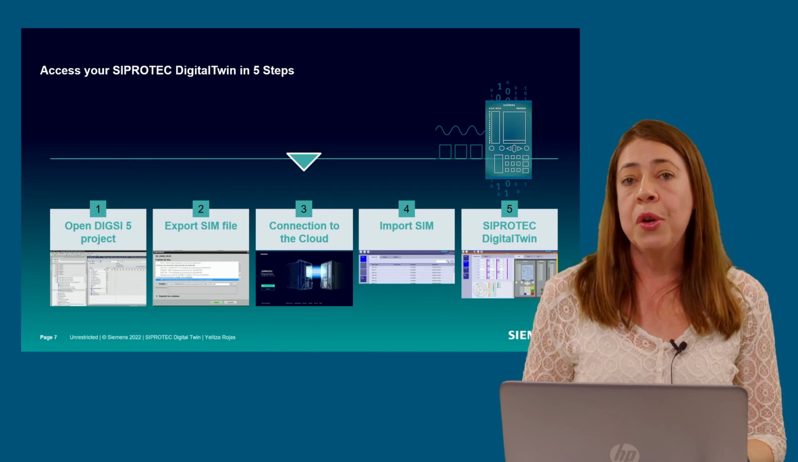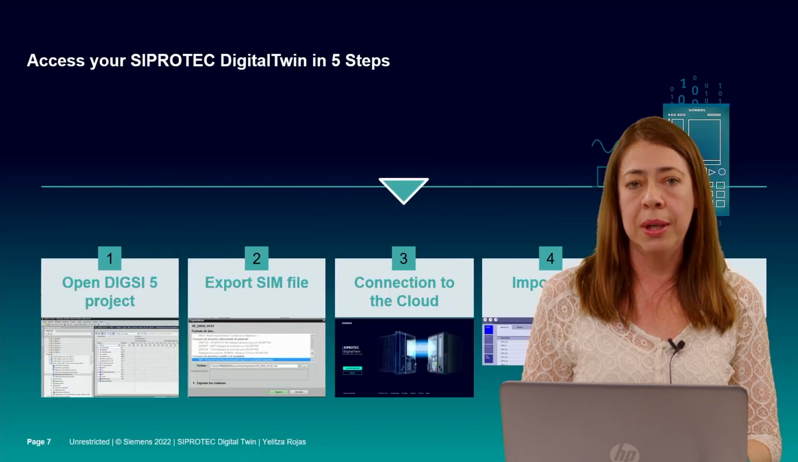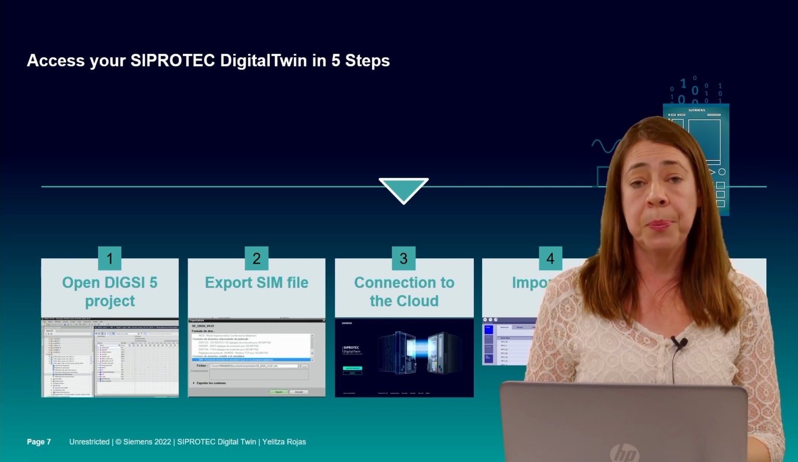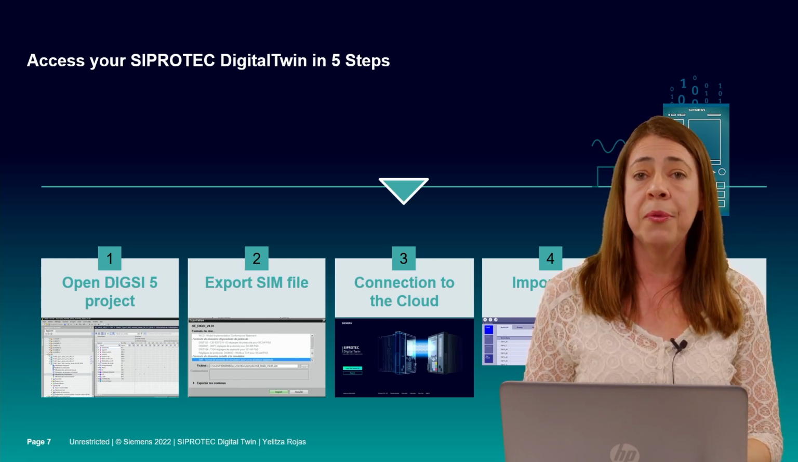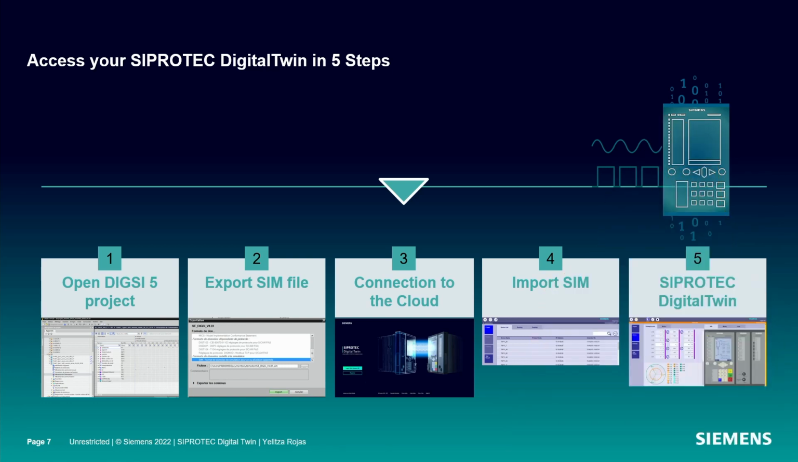Getting ready to start using the digital twin is truly simple. Only 5 steps are required. First, open your project in DIGSI 5, then export the configuration using the SIM format. You can export one device, several devices, or the complete set of devices contained in the project. Log on in the cloud with your user account and password, then upload the SIM file that you exported from DIGSI, and then go to the simulation.